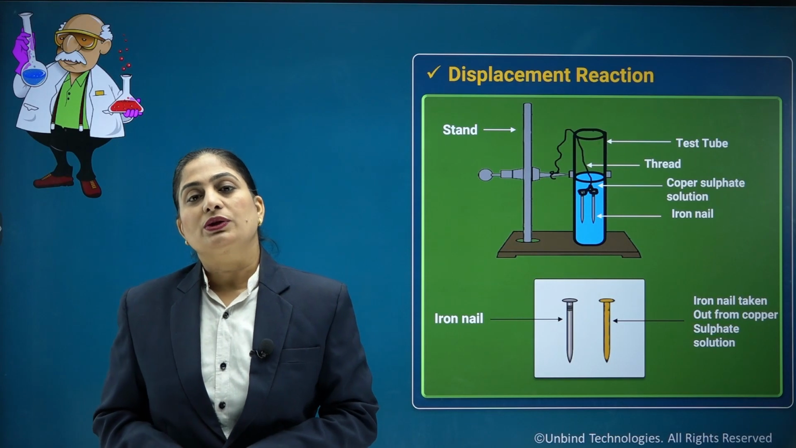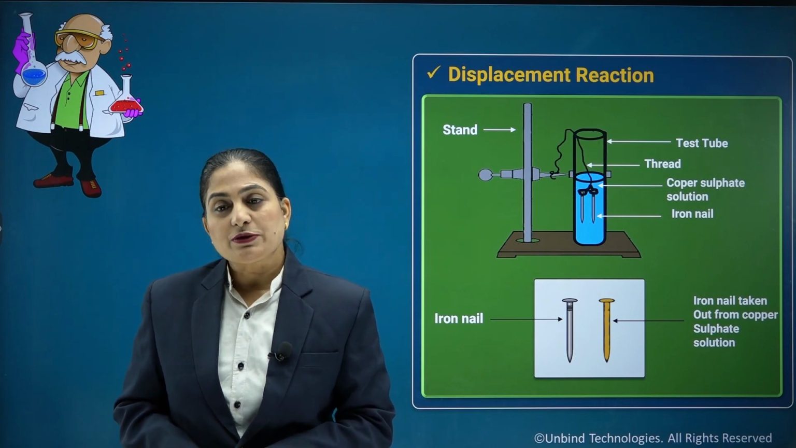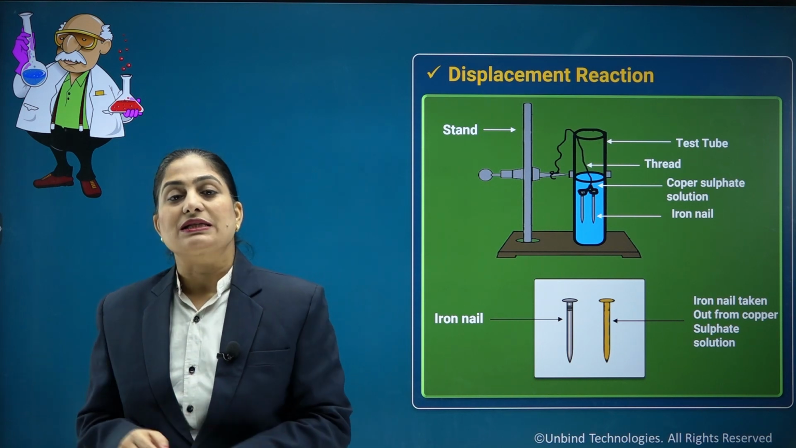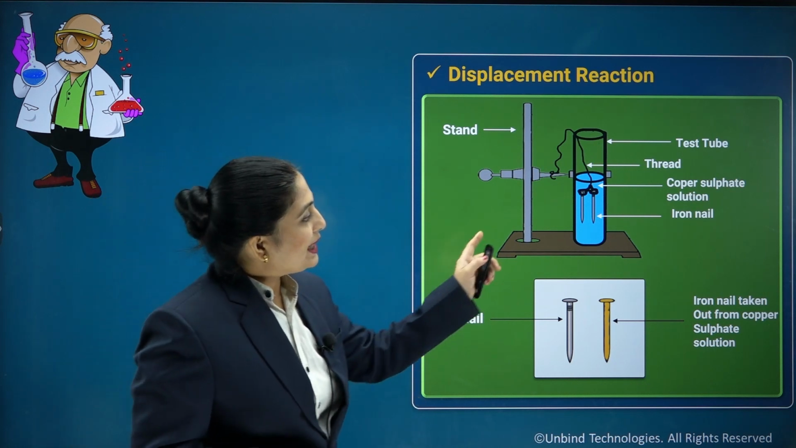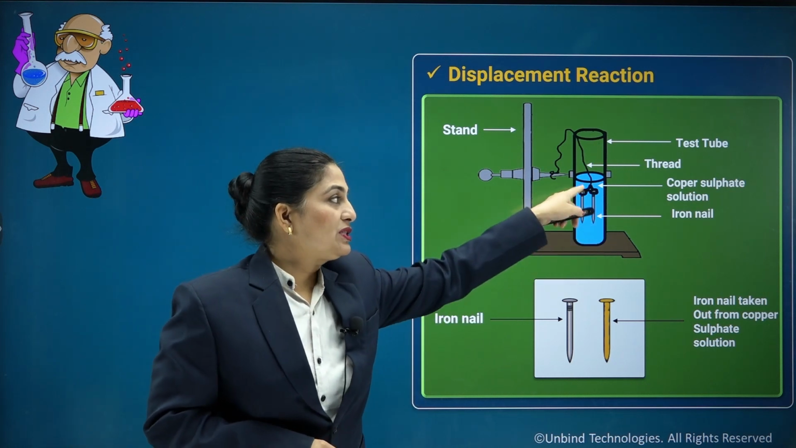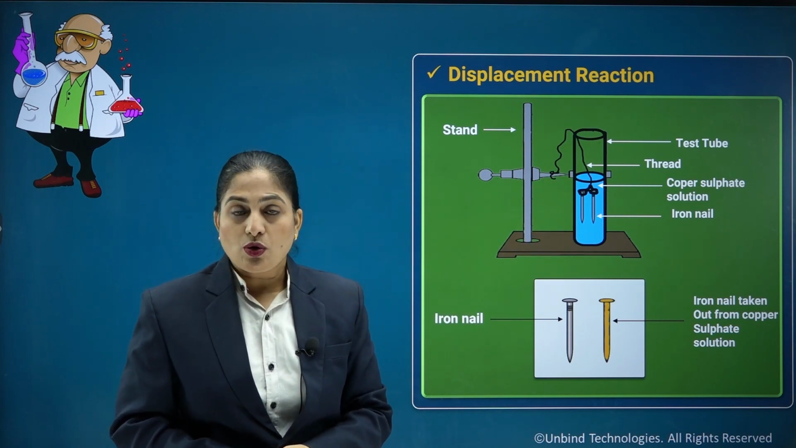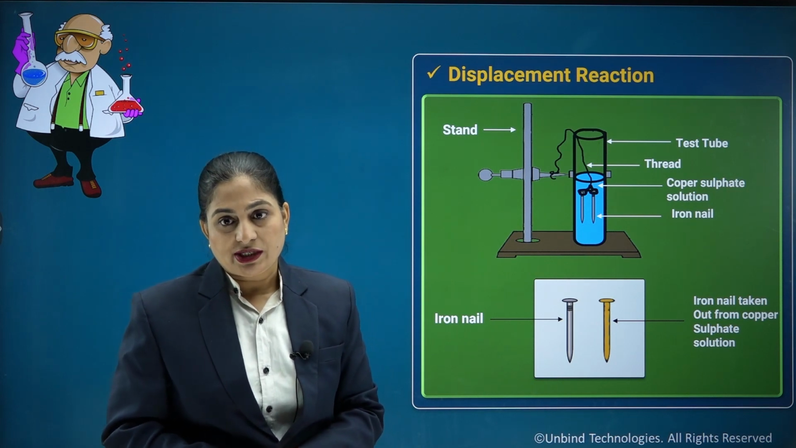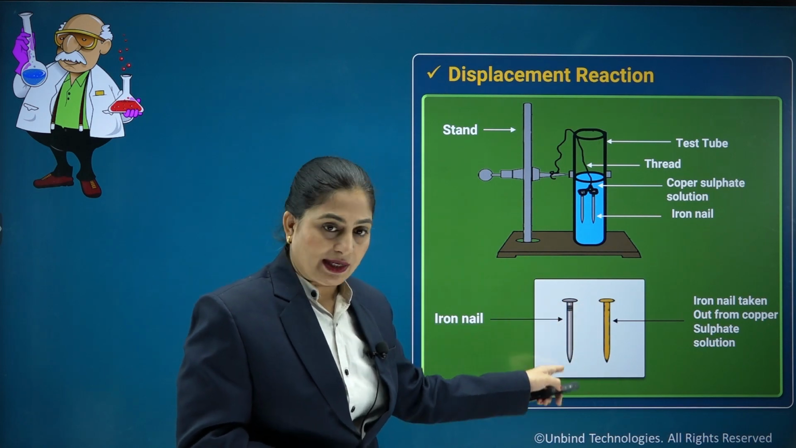Now let us move to the third type of reaction, that is displacement reaction. Displacement reaction says that a more reactive element displaces a less reactive element. For example, consider an iron nail dipped in copper sulfate solution. The iron, which is more reactive, displaces copper from copper sulfate, and that copper now comes and gets deposited on the surface of the iron nail.